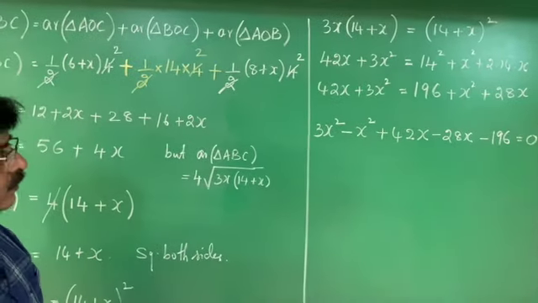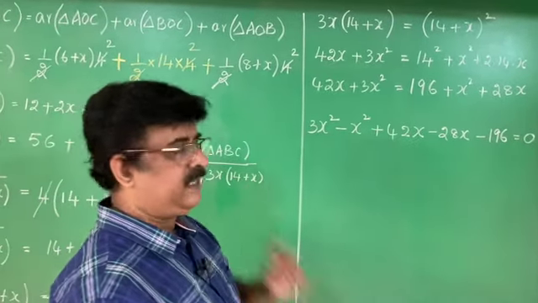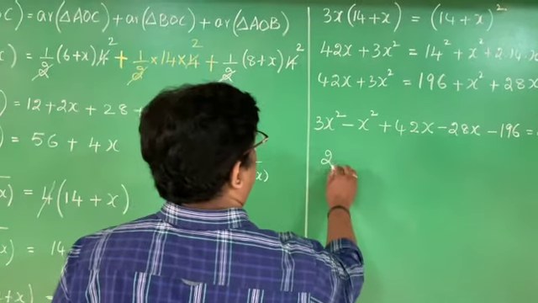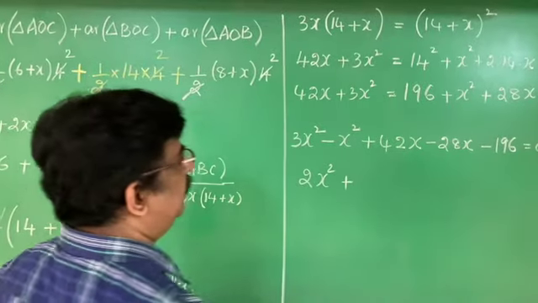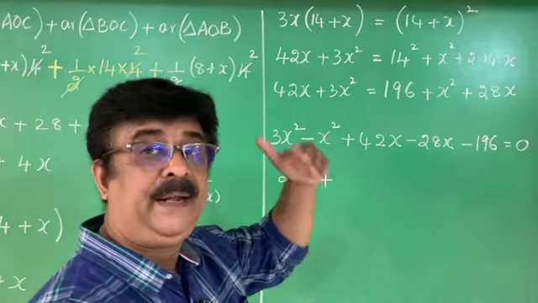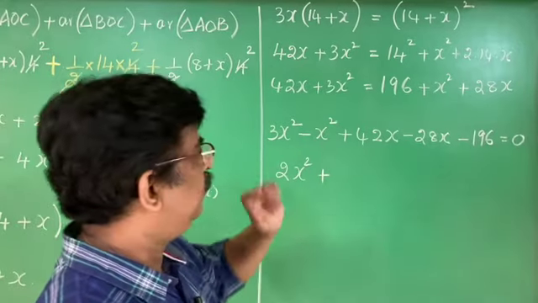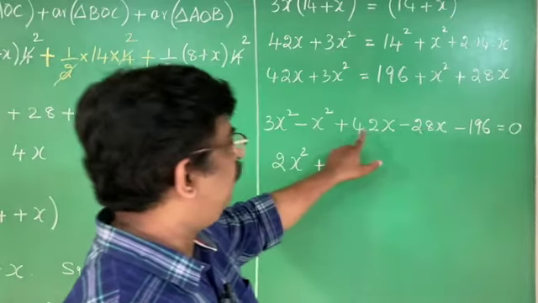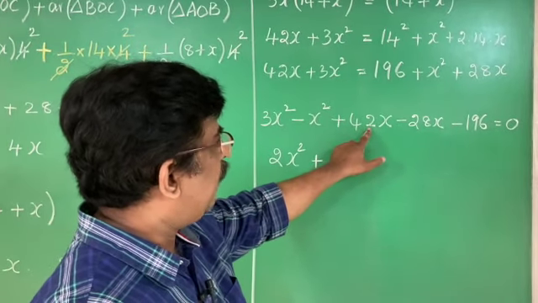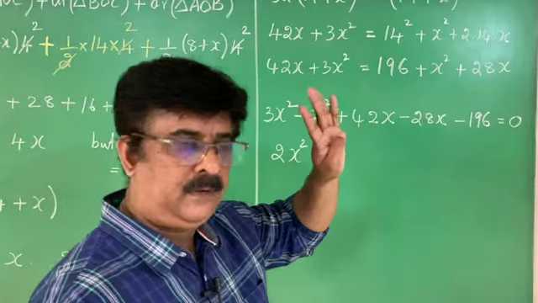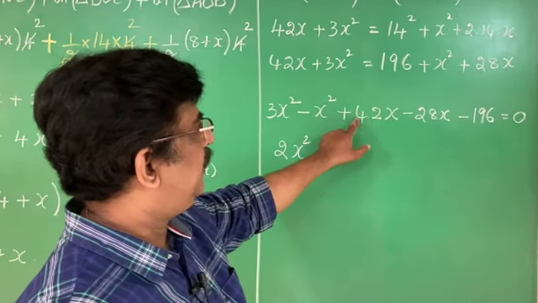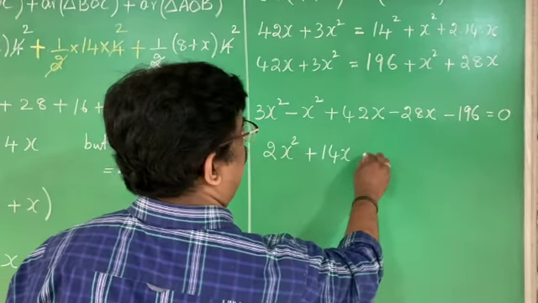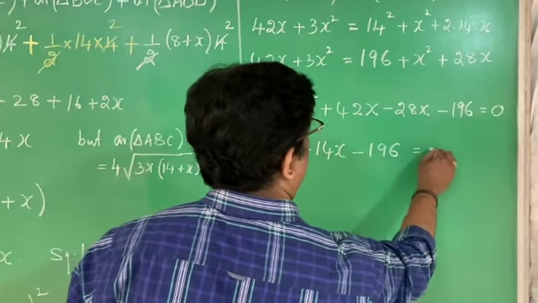Now, 3x square minus x square. If I remove 1x square from 3x square, it becomes 2x square, plus, because always you have to put the sign of the bigger number, 42 and 28, which is bigger, 42. Now you have to subtract 28 from 42. 12 minus 8 is 4. And this will become 3. 3 minus 2 is 1. Then it becomes 14x minus 196 is equal to 0.